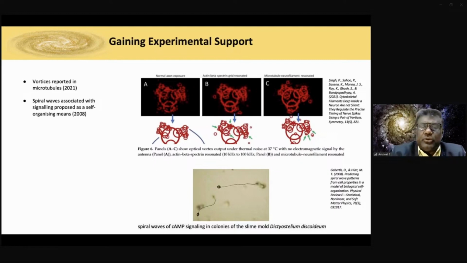Now, is there any experimental support for this, or are we just talking theoretically? Vortices were reported in microtubules in 2021 by Anirban and his lab colleagues. They demonstrated that there are multiple resonant frequencies possible, and in those states, vortices show up in microtubules. Also, certain works have shown that spiral waves are associated with cell colonies, and they have been experimentally found in certain other works. So the hypothesis that there can be a vortex and it can participate in information processing probably is not far away from being proven experimentally. That's the first gut feeling that we have.